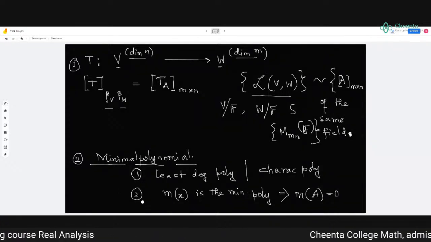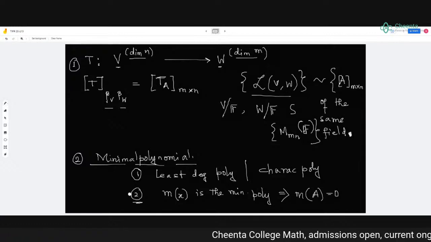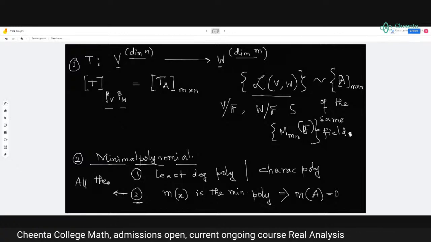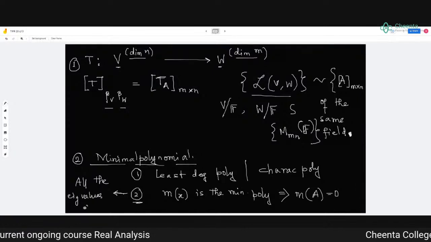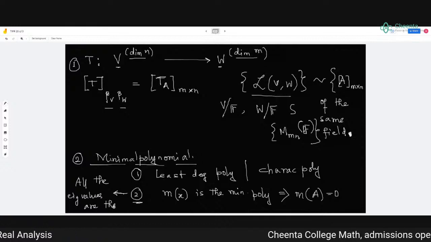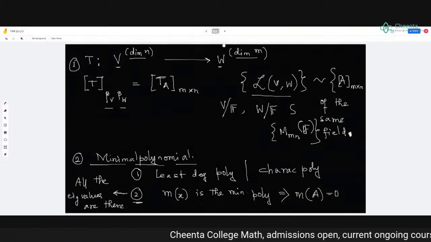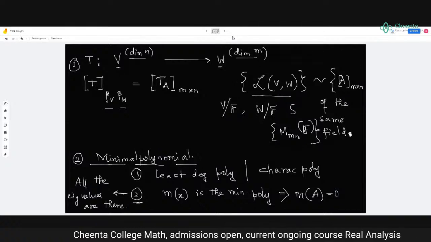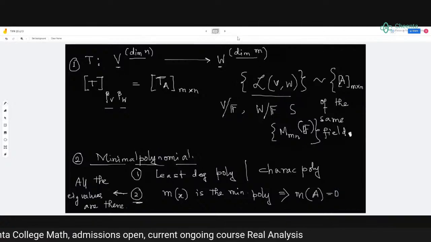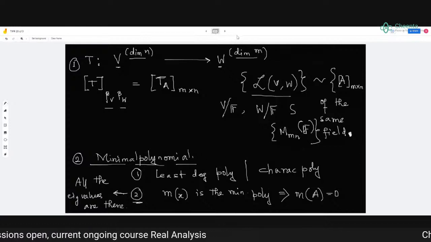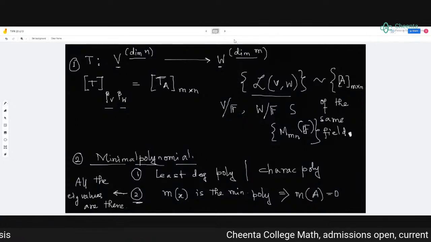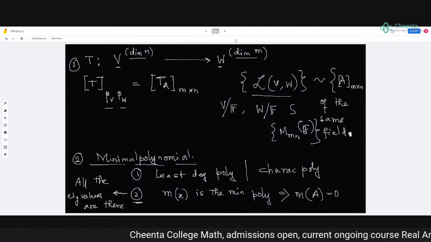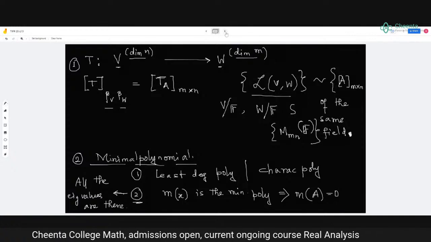This second point takes us to one very good observation, that all the eigenvalues are there. What do I mean by that? It means that if you take the minimal polynomial, it will consist of all the eigenvalues of the matrix. It might not occur as many times as it occurs as a root of the characteristic polynomial, but all the eigenvalues will occur in the minimal polynomial.